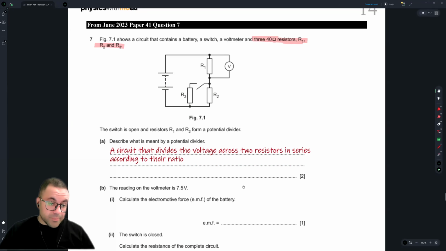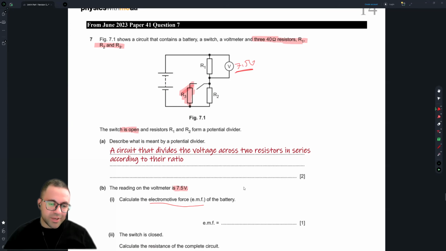Next up. Remember, all of this, and the switch is still what? Open, which means this is open, which means R3 is not part of the circuit yet. Because the current's going to flow here through R1 and R2 and then come back. It's not going through R3 yet. The reading on the voltmeter is 7.5, which means this is 7.5 volts.